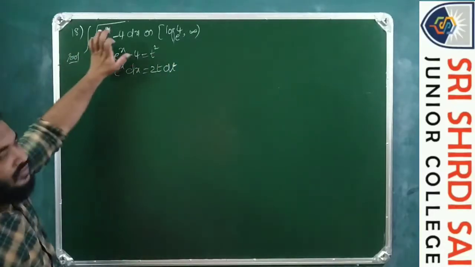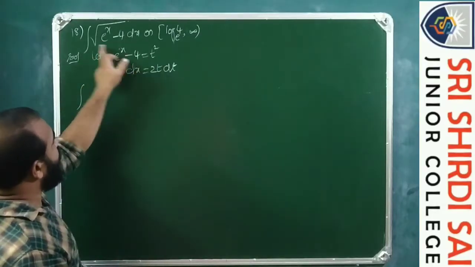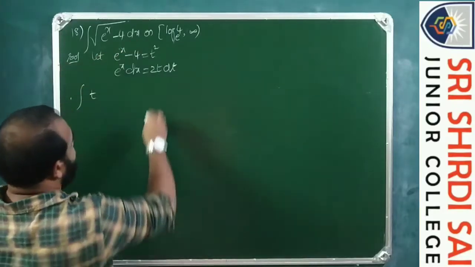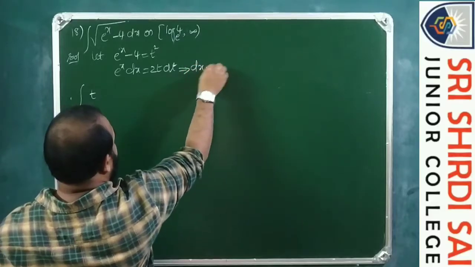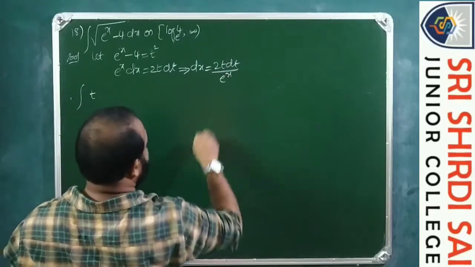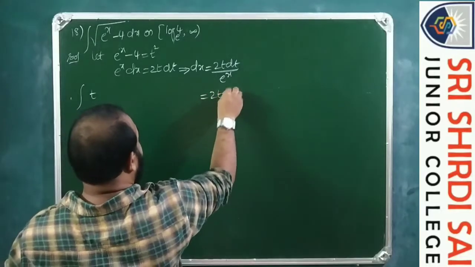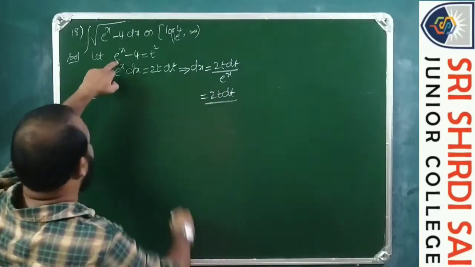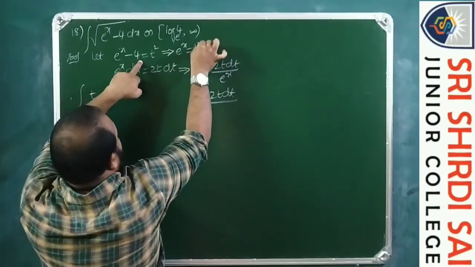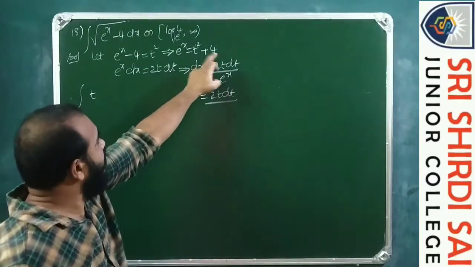So let us plug into this. e power x minus 4 is t square, so root t square, which is t, into dx. From this, dx is equal to 2t dt by e power x. From this, e power x is equal to t square plus 4. So 2t dt by e power x is 2t dt by t square plus 4.